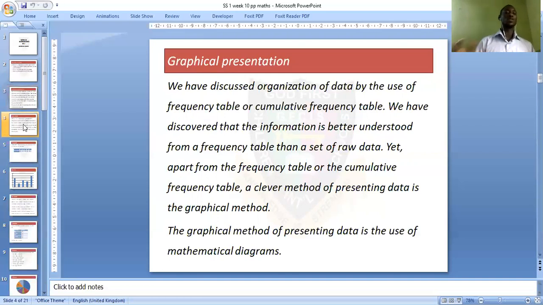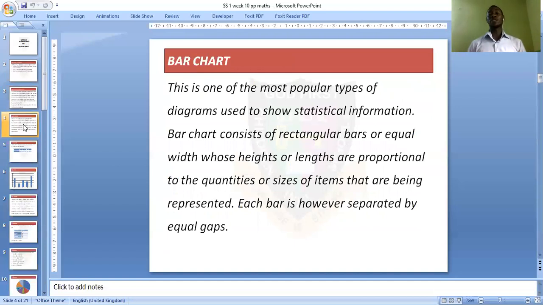First, look at the bar chart, which you are very familiar with. The parameters of the bar chart are that the data are represented in bars, and each bar must be well spaced, and the space must be equal between all the bars. But the height of each bar depends on the frequency.